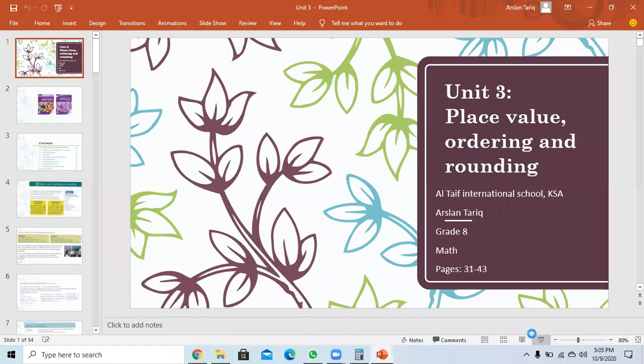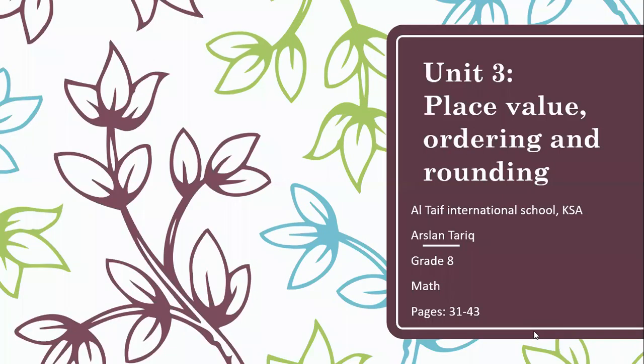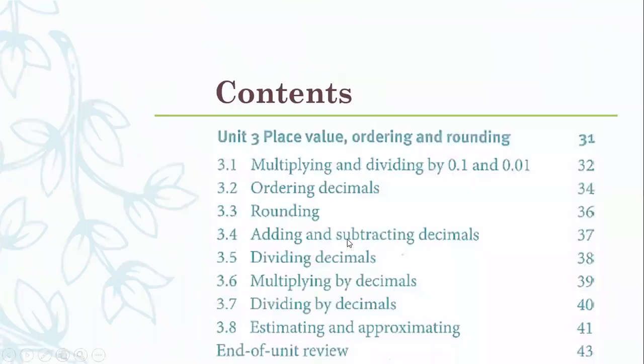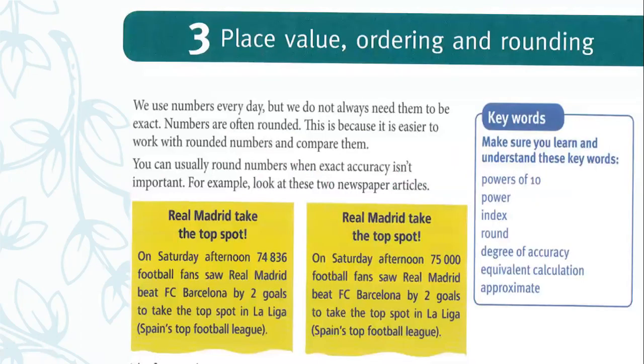Today we will learn our new chapter, chapter number 3. It's our first lecture of this week. Chapter name is place value, ordering and rounding. First of all, today we will discuss multiplying and dividing by 0.1 and 0.01. Okay, so let's start our topic.